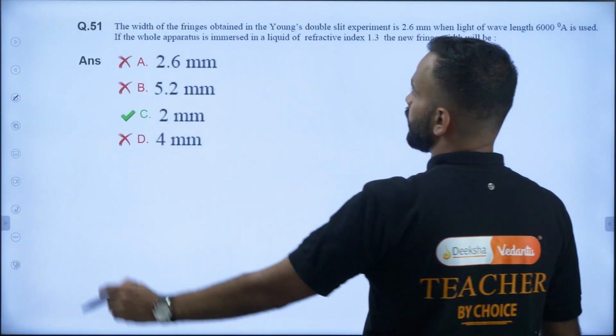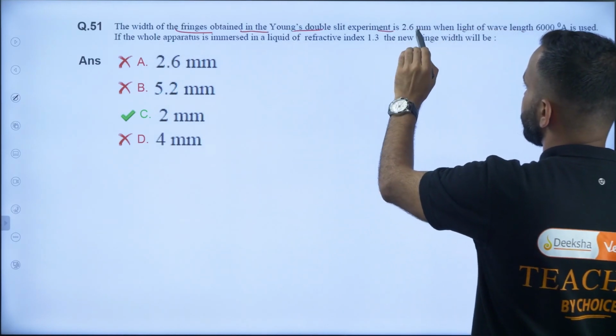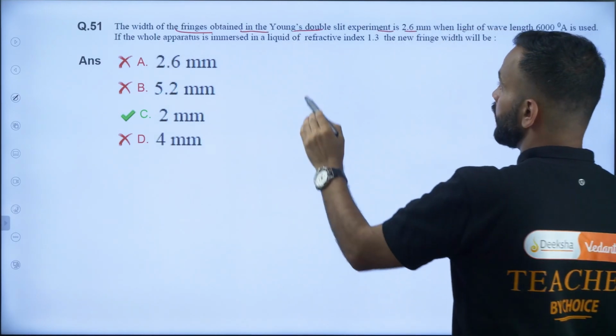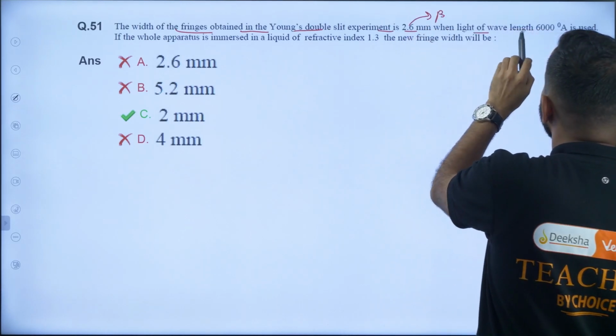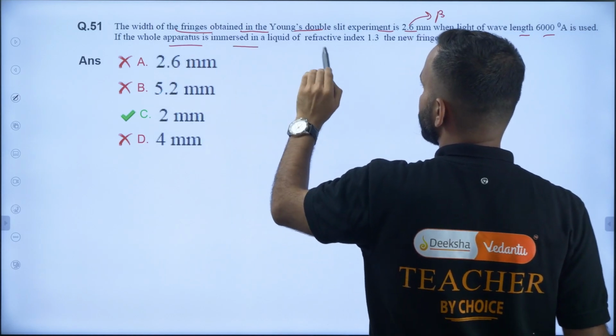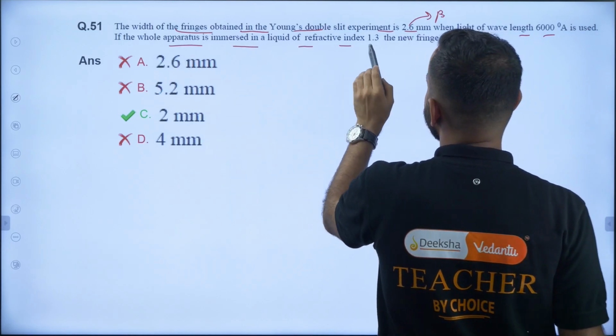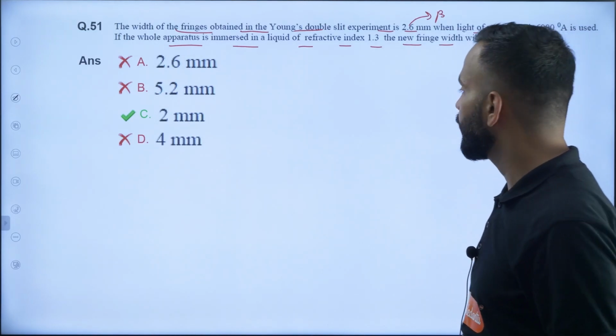Question number 51. The width of the fringes obtained in the Young's double slit experiment is 2.6 millimeter. So this is beta, fringe width, when light of wavelength 6000 angstrom is used. If the whole apparatus is immersed in a liquid of refractive index 1.3, the new fringe width will be, simple one, right?